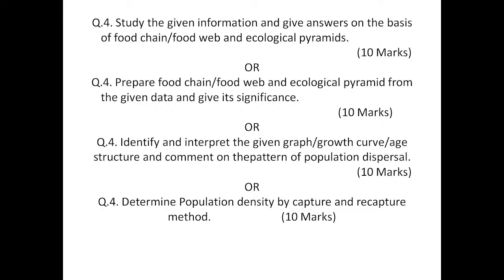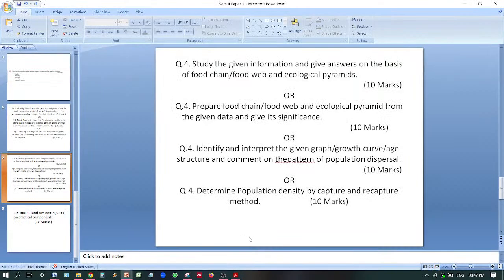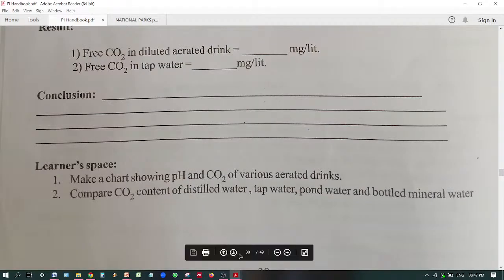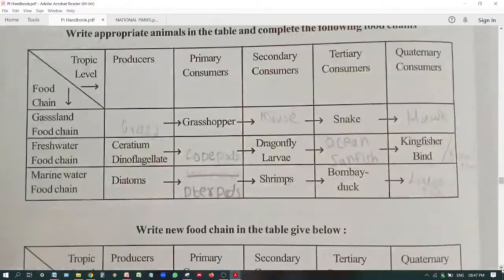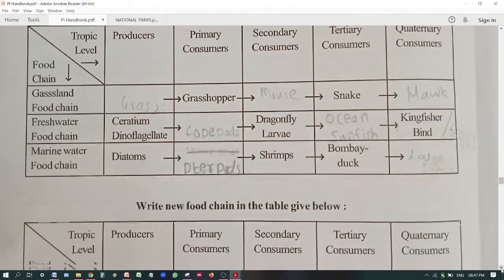Now question number 4: prepare the food chain, food web and the ecological pyramid from the given data and give its significance. Now see here, students, prepare the food chain and food web. Sometimes it may happen, as we have done in the laboratory exercise, that we were given the names of some animals and asked to prepare the food chain, right? Do you remember the scattered animals? I will show you one regular practical exercise, so that it will be more and more clear to you all. See, this time such food chains will be given, or you may be directly asked a question: draw the food chain for the grassland, draw the food chain for fresh water, draw the food chain for marine water. So such types of questions could be asked.